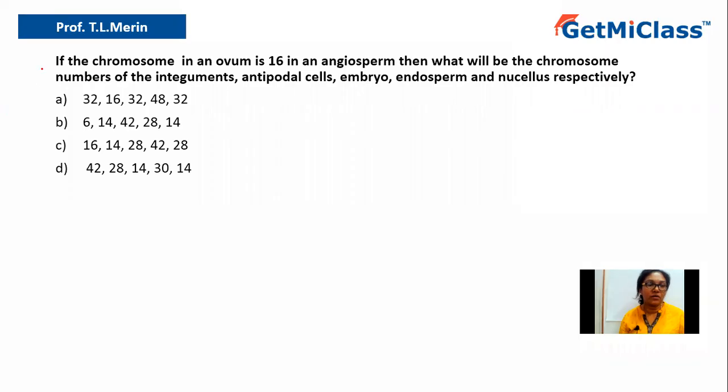Today we are going to solve this question: if the chromosome number in an ovum is 16 in an angiosperm, then what will be the chromosome numbers of the integuments, antipodal cells, embryo, endosperm and nucellus respectively?